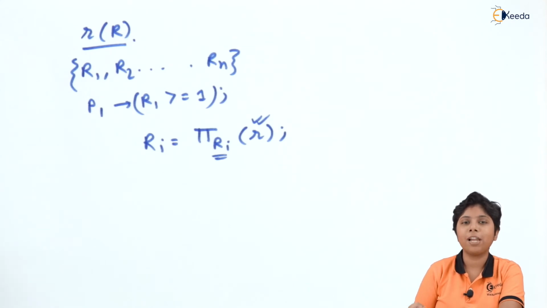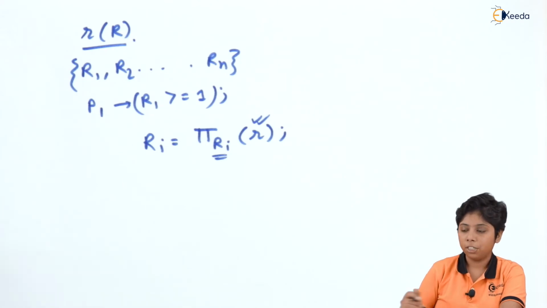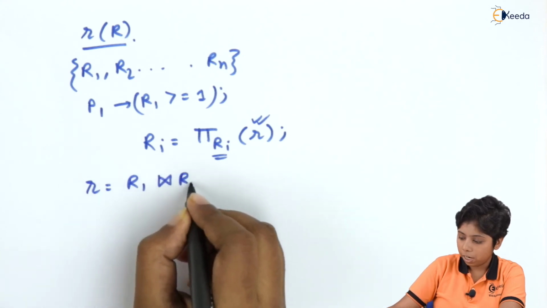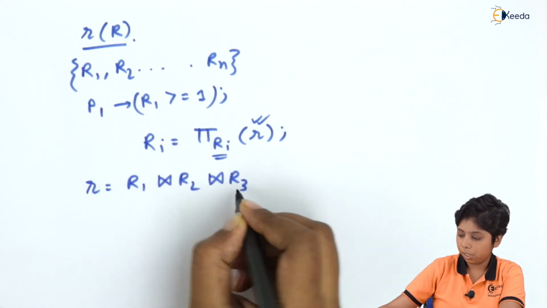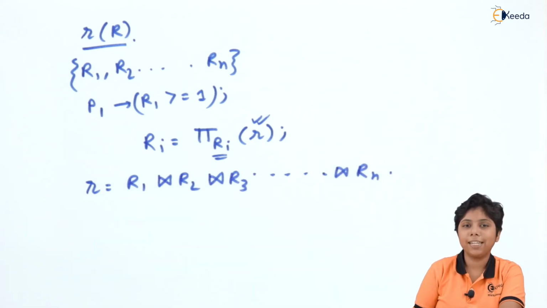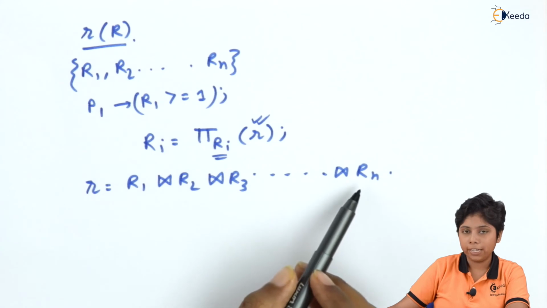See the difference: in the horizontal fragmentation we have used the union operator, but for the projection we need the join operator, that is a natural join operator. So to reconstruct it we need R1 join R2 join R3 join Rn. So now let us take an example and see how we can divide this internal fragmentation on a vertical basis.